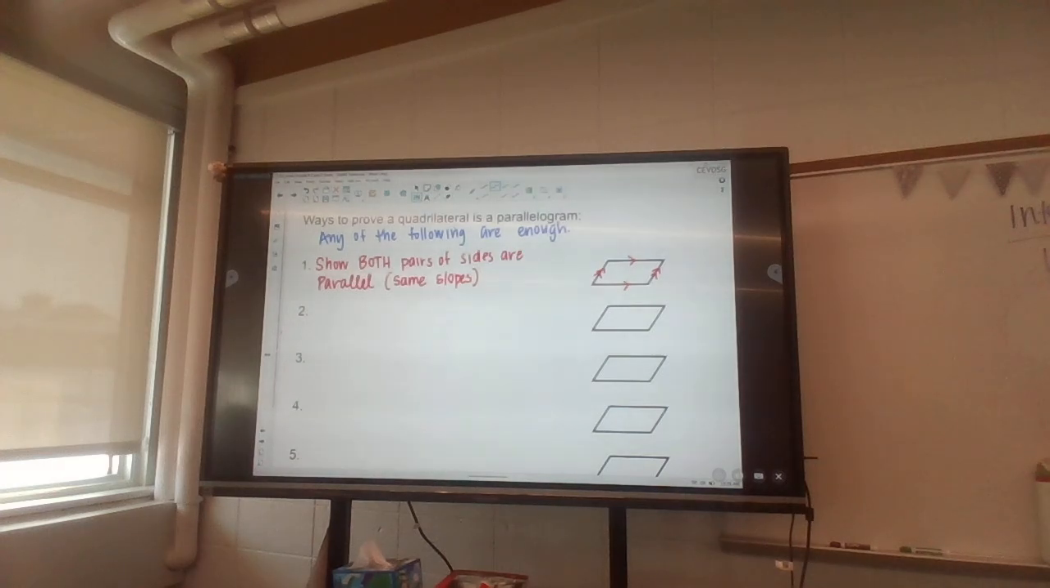Another one here. Our next one, we talked about both sets of sides being equal. So opposite sides are equal.